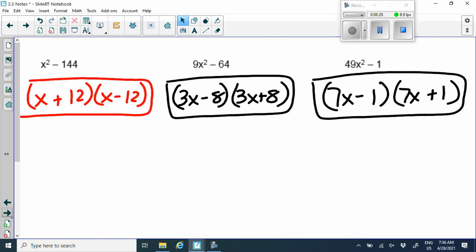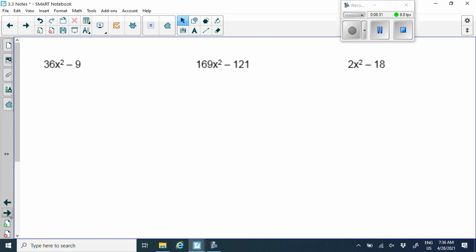Okay, let's try some more examples here. Okay, so we have 36x squared minus 9. So we have to see, do these two terms have anything in common? Actually, they do. They both have a 9 in common. Hopefully you guys recognize that. So we first actually have to take a 9 out and rewrite this.